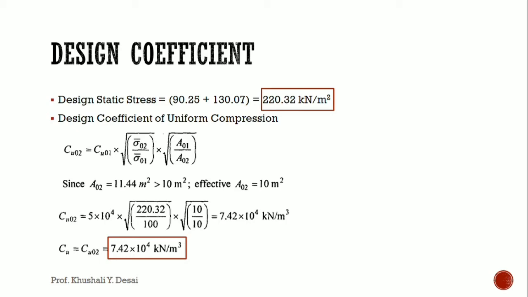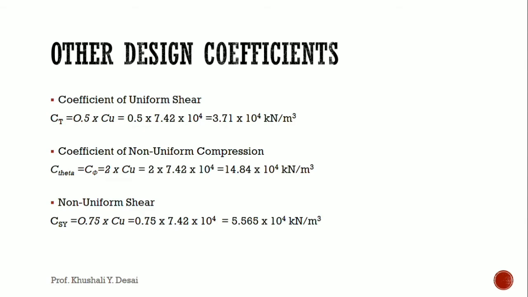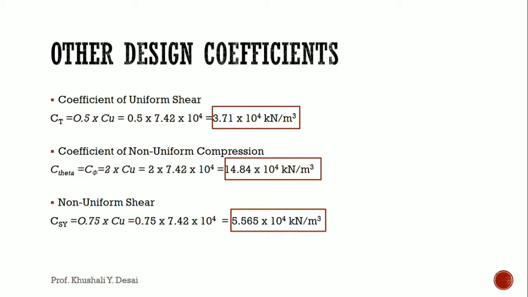So corresponding to this value of Cu, the other three coefficients can be obtained. That is, the coefficient of uniform shear is 0.5 times Cu, which is 3.71 into 10 raised to 4. Similarly, the coefficient of non-uniform compression is twice Cu, which comes out to be 14.84 into 10 raised to 4, and that of non-uniform shear is 0.75 times Cu, which comes out to be 5.565 into 10 raised to 4 kilonewton per meter cube.